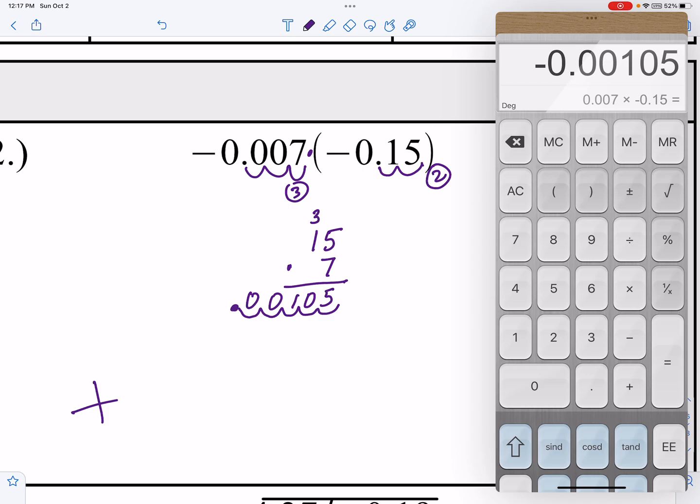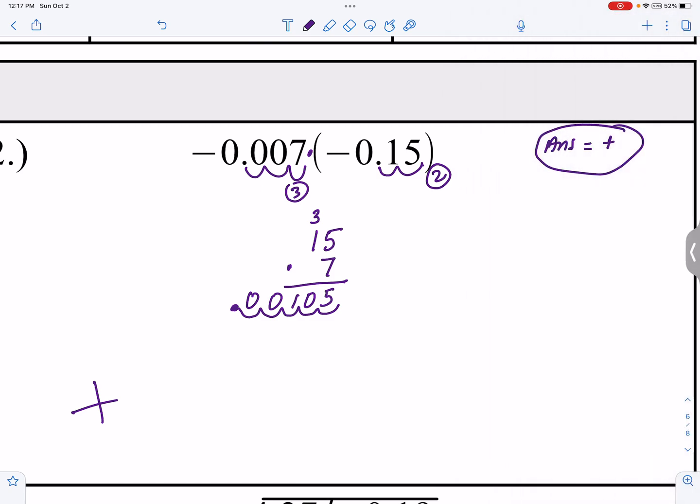It lost track of the negative if you look up there, 0.00105, okay? Because for some reason, it didn't put in the negative up in there. It's making it negative, but I know it's actually positive because I have my note down here. So this is my final answer, and there we go.